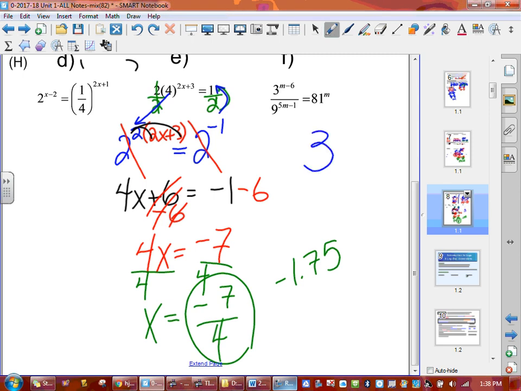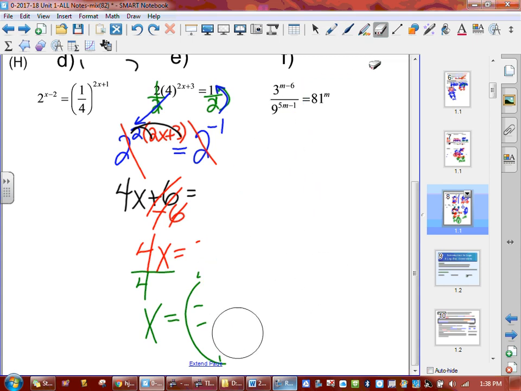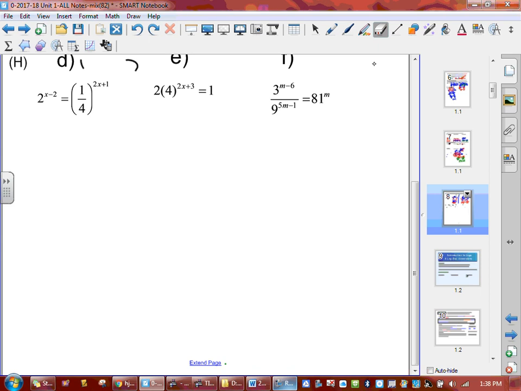But we can't subtract them until we change our 9 into a base 3. So the 9 is going to become 3 squared. So I'm just going to erase everything else here on the left for us. So this is going to become 3 to the m minus 6, all on top of 3 squared times 5m minus 1 equals 3 to the 4th times m. So we've got everything in its natural form, same base.